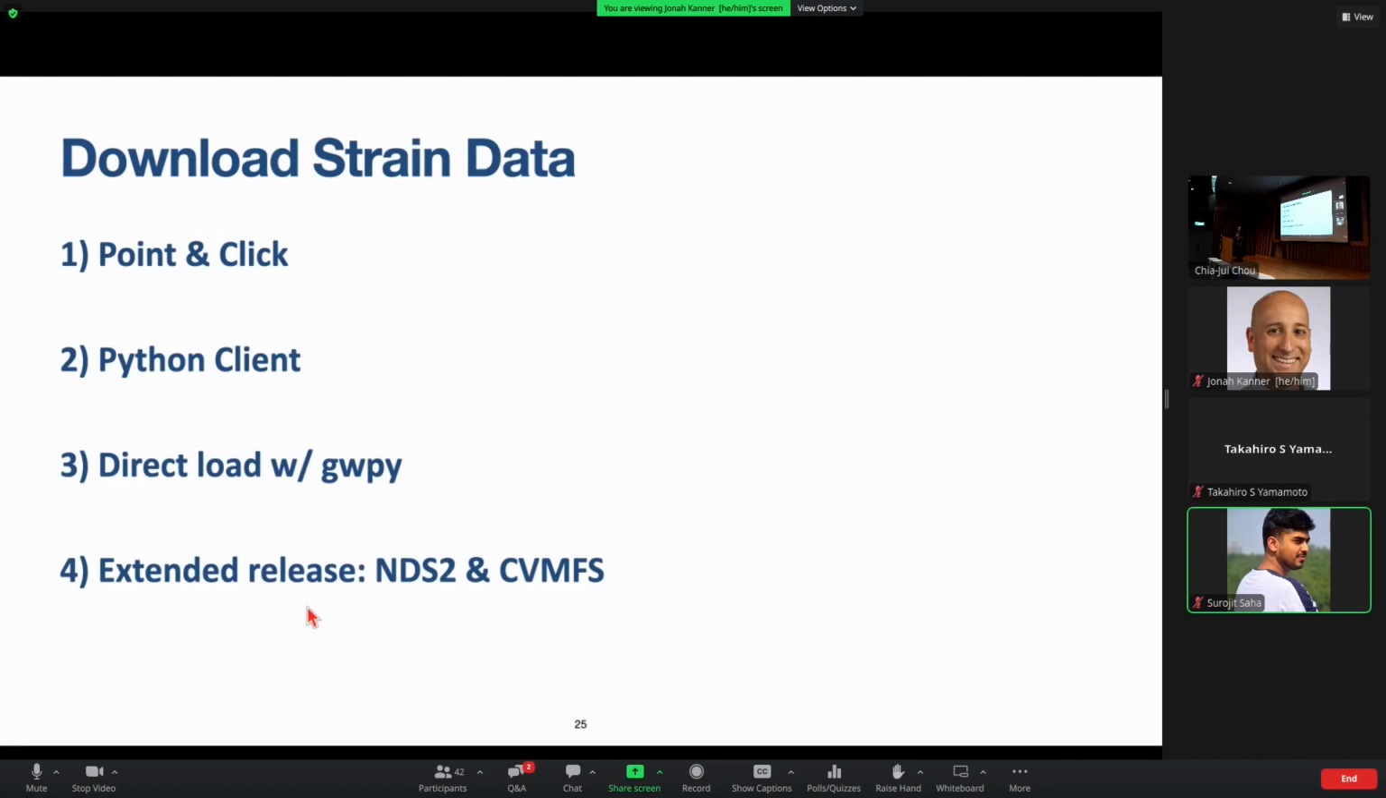So for example, the extended release includes things like auxiliary channels. I opened this talk by talking about strain data, but what if you don't want strain data, right? What if you want data from a seismometer that's at the site? Or what if you want to know the power levels at the site? Sometimes people ask for that. So we've started making these so-called auxiliary channels available in this extended release.